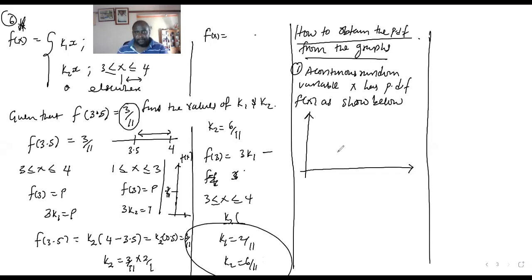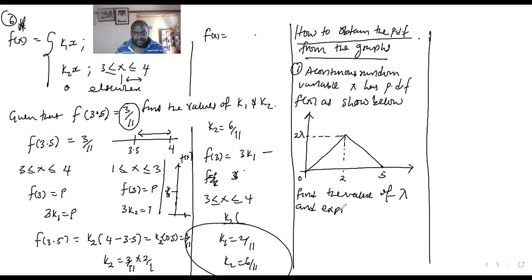Those are the answers. So here the question says, they have given you the graph. And this graph given to you has a 2 here, as I think this is 5. It has this as 2 lambda. Find the value of lambda and express f of x algebraically.